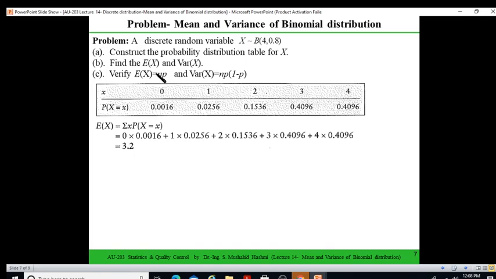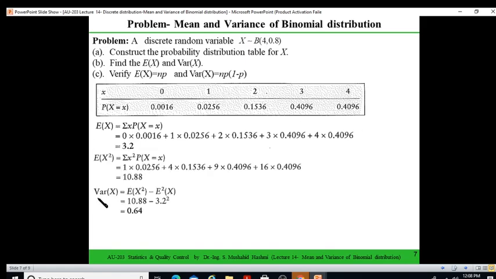Okay, the next part is to calculate the expected value and the variance of that random variable. The expected value of a random variable is much easier once you know the probability distribution table. Multiply the value of x with its corresponding probability and take the sum. So 3.2 here is the expected value of the random variable, and the variance can be worked out if you know the alternative formula: the expected value of x square minus the expected value of x whole square.